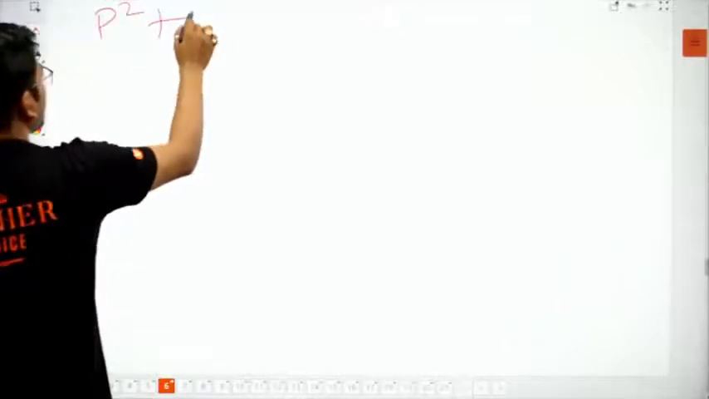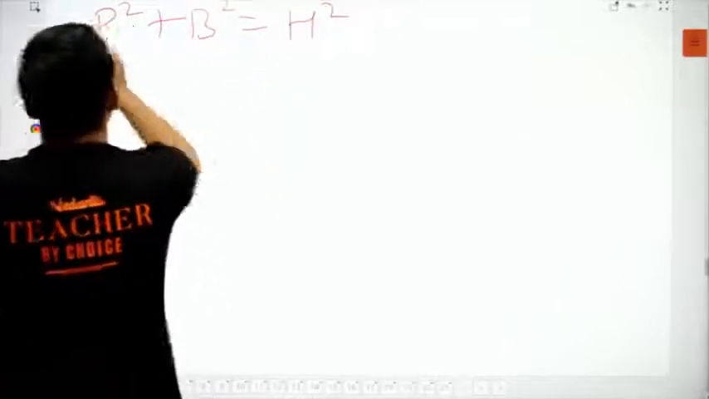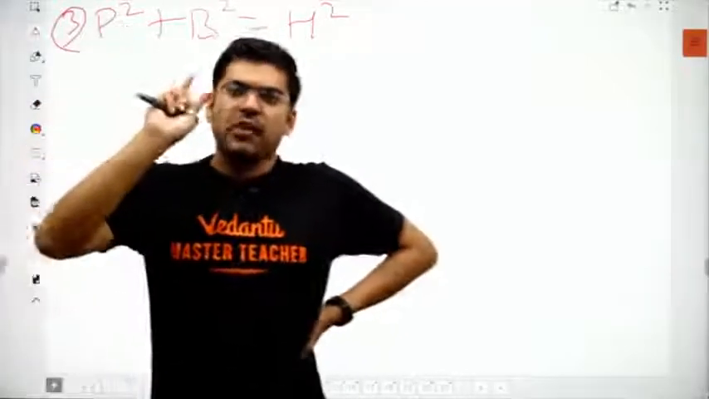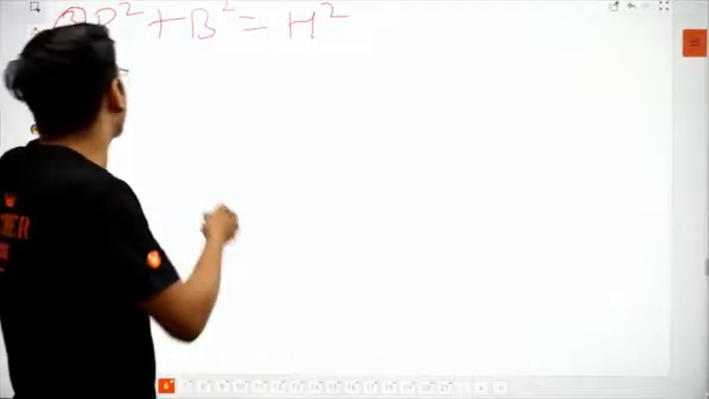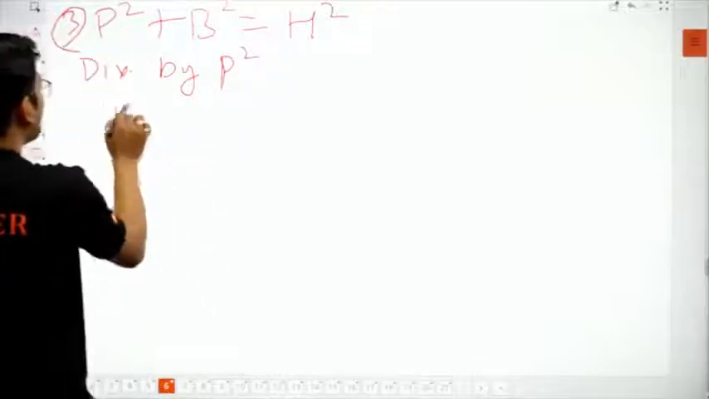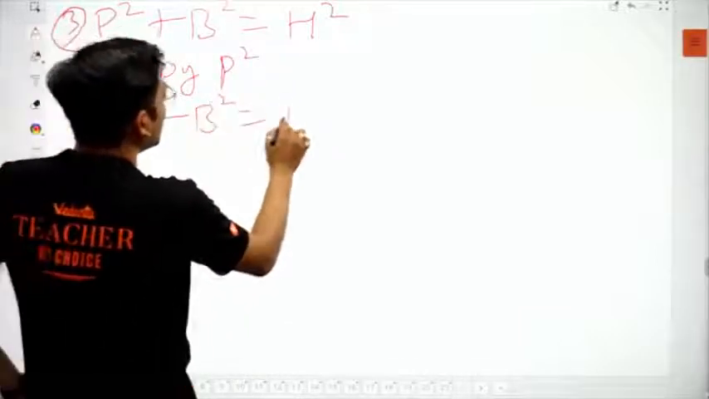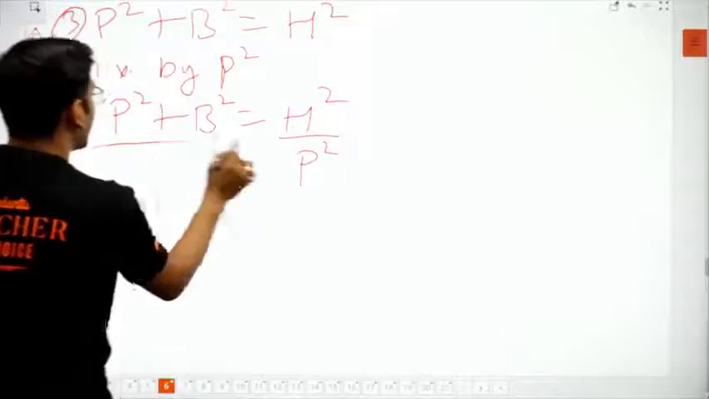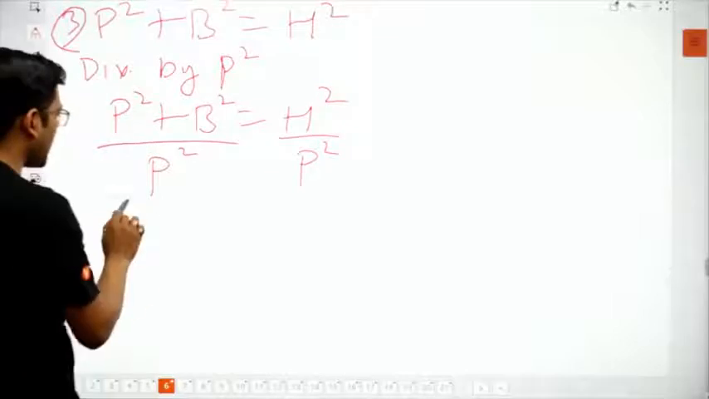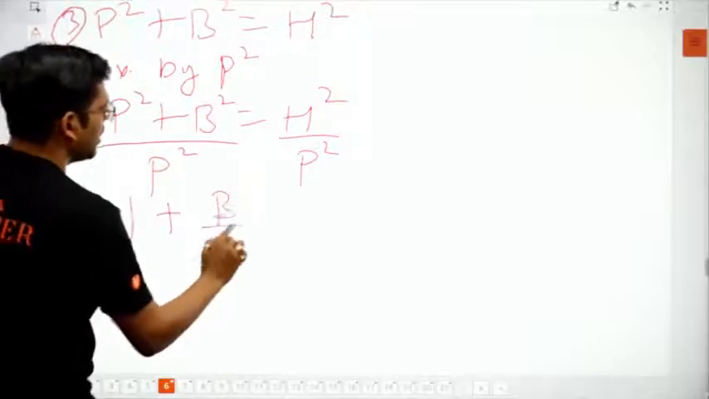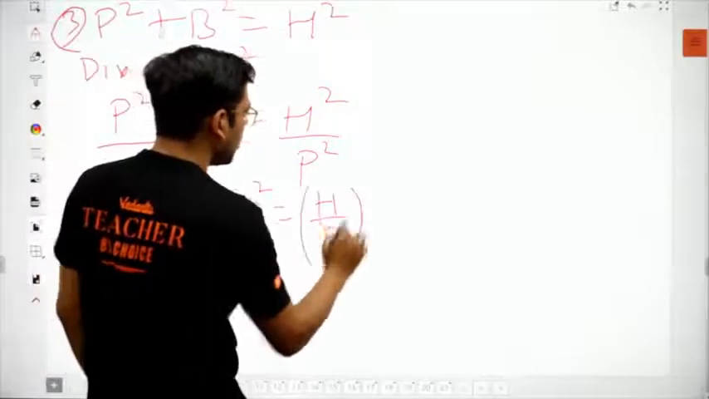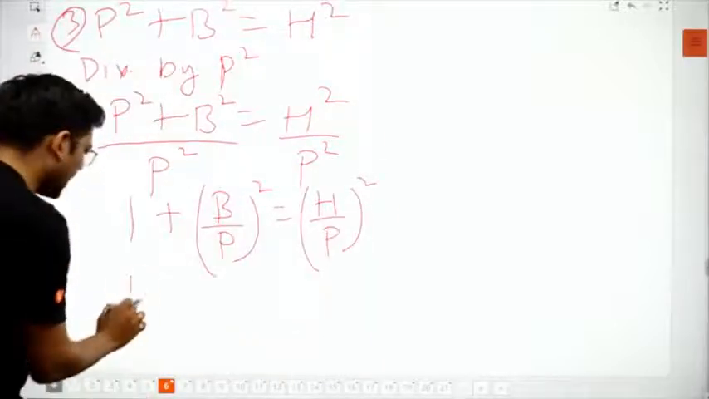The last one, p square plus b square is equal to h square. What to do with the last one? See, we have divided with h square, we have divided with b square. Now what is remaining? Remaining is p square. So divide by p square. Now p square plus b square is equal to h square divided by p square divided by p square. बहुत easy है भाई. देखो p square by p square, it will be again 1 plus b by p. Base by perpendicular whole square is equal to h by p whole square. Isn't it easy?